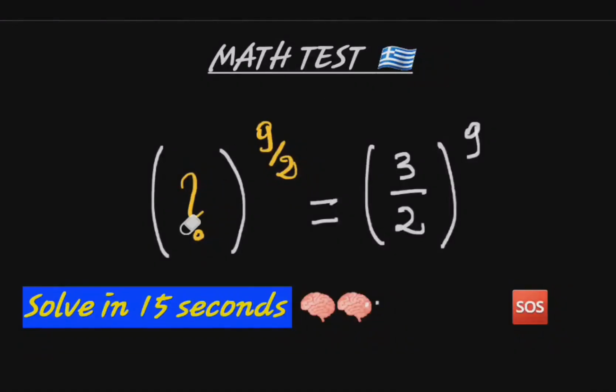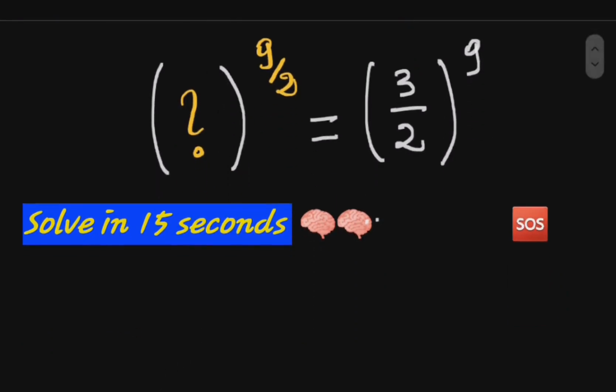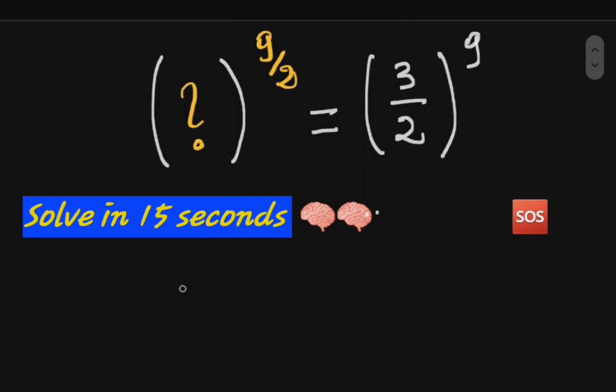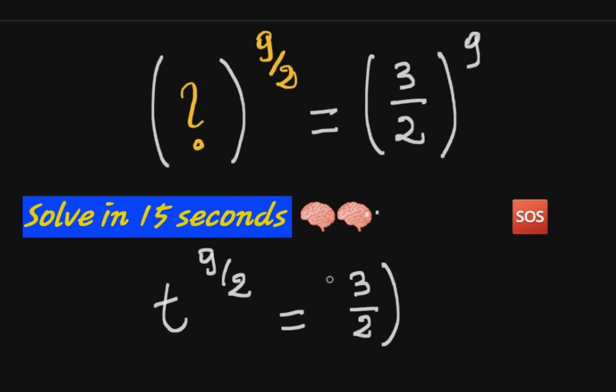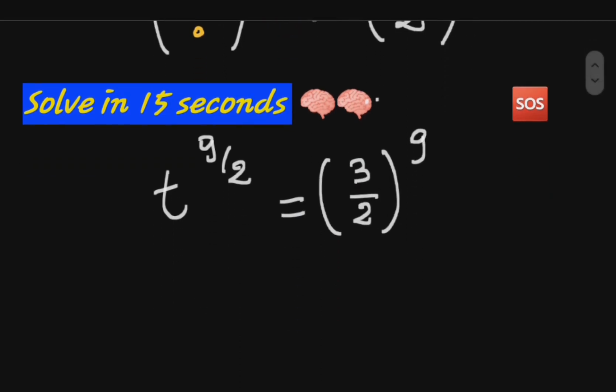Math test. What to the power 9/2 is equal to (3/2) to the power 9? Solve in 15 seconds. Okay, I'm going to call this t. That is, t to the power 9/2 will be equal to 3/2, all this to the power 9. Okay, since we are looking for the value of t here, we are going to use our log.